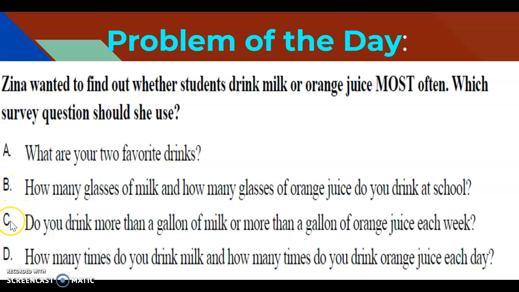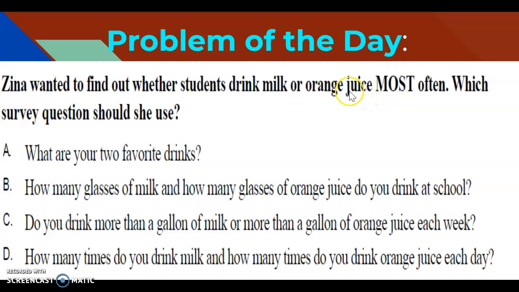So let's go down to C. Do you drink more than a gallon of milk or more than a gallon of orange juice each week? So is that going to answer the question of what Zena's trying to figure out? Whether students drink milk or orange juice the most often?